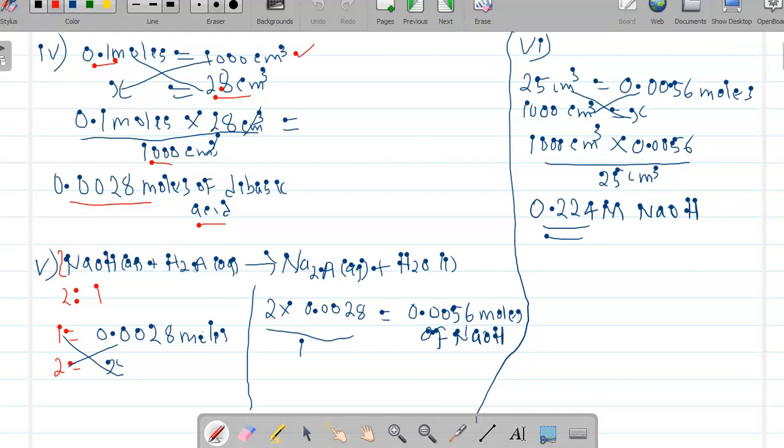We don't know A. The N is the anion. We don't know the anion of that acid H2A. Then you get sodium A plus water, where sodium takes 2 because the acid is dibasic. It contributes a radical of valence 2. A is a radical and it has valence 2.